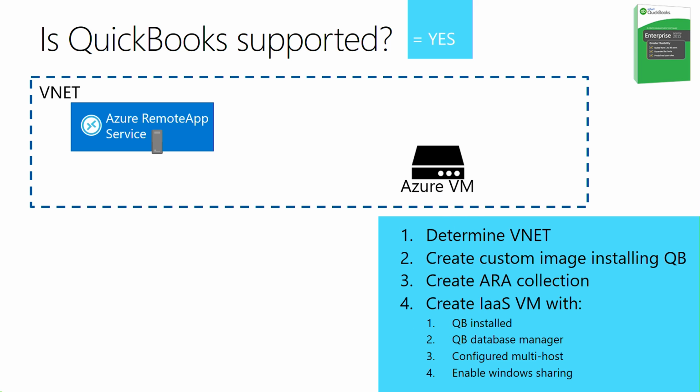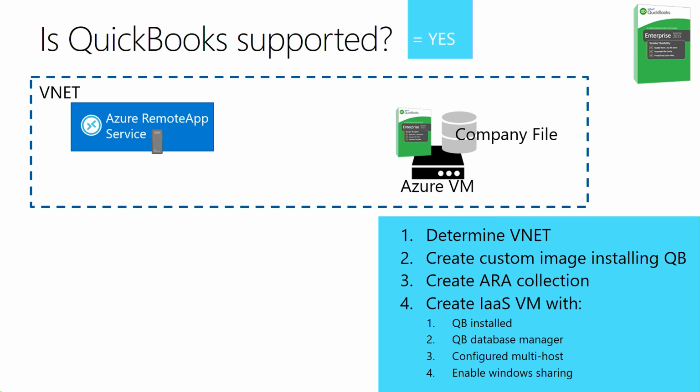Next, I'm going to create another Azure VM. And on that VM, I'm going to install QuickBooks and the database server. I'm going to enable multi-host. I'm going to enable Windows sharing. And that's what's actually going to host the company file.